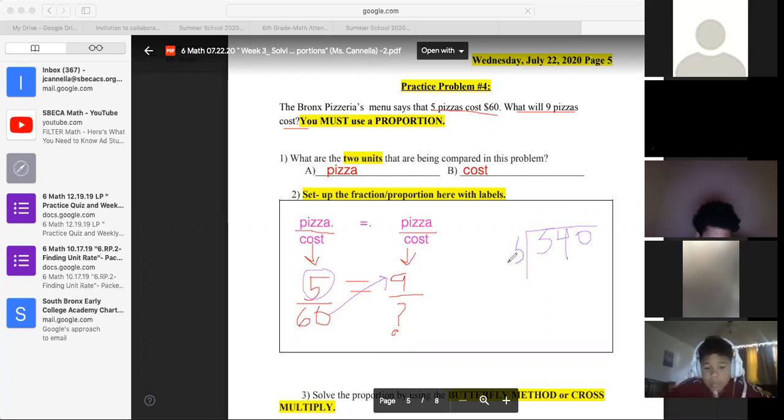If you have a calculator, you'll get the answer very quickly. 5 goes into 5 once. This gives me 5. This gives me 0. Bring down the 4. 5 does not go into 4. Put a big fat 0. This gives me 0. Lorenzo, help me out. How many times does 5 go into 40? 8. So that means, Lorenzo, how much do 9 pizzas cost?